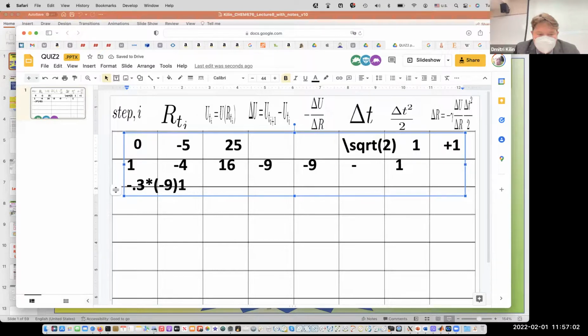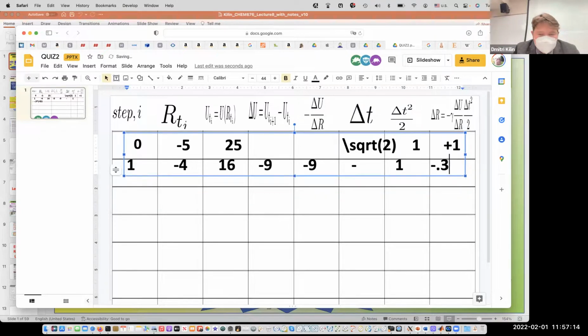So 3 times 9 will be 27, and we divide by 10. So it will be plus 0.27. Am I correct? No, 2.7. Yeah, thank you for the correction.